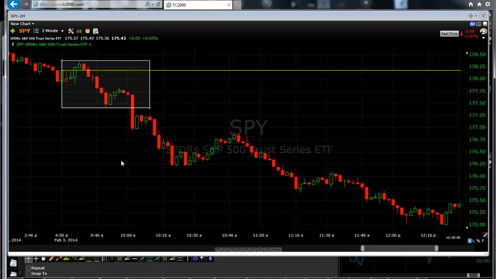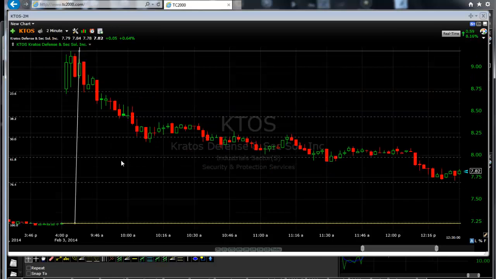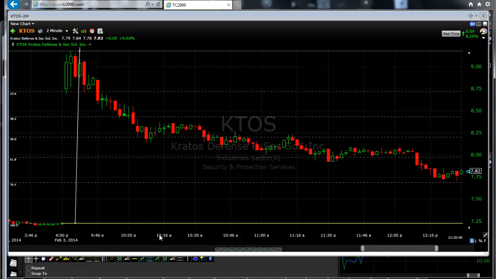KTOS, for example, is one that was on my list this morning. So we can take the drawing tool and say, okay, from 4 o'clock, this is a gap up stock, obviously. We want to draw the box down to 10 o'clock. We can see what happened after 10 o'clock.